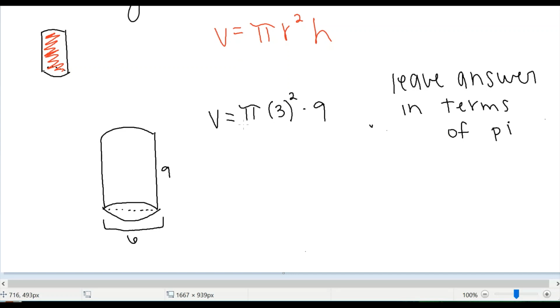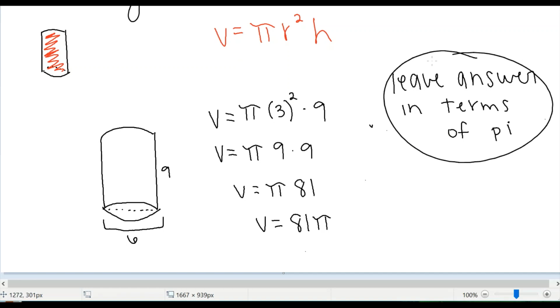So what we would do here is we would leave the pi symbol, we would square the 3 and get 9. Then we would, again, leave the pi symbol, multiply your 9s and get 81. And you would stop. You would be done right there. The volume is 81 times pi, which is 3.14, and you could multiply that out, but since this specifically asks you to leave your answer in terms of pi, you would end your problem right there, and that would be your answer. I didn't write any units, so I can't say centimeters or inches or anything, but that would be what they want.